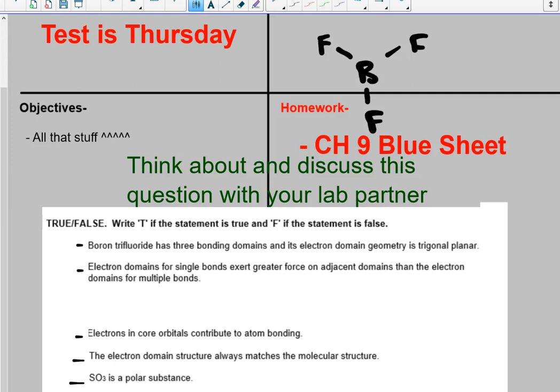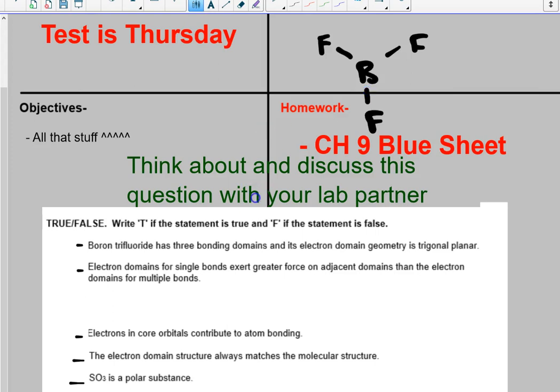All right, boron trifluoride. You should be told by now that that's the exception the AP test will almost always use, right? There's no double bond. Even if it did double bond, you could still get this question right.